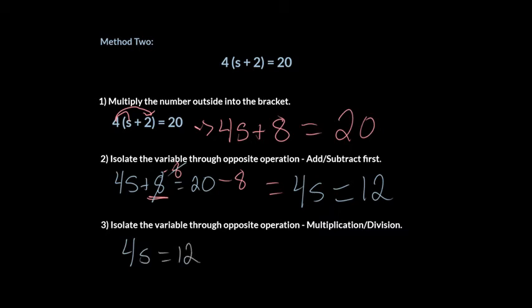Well, step 3 says isolate the variable through opposite operation like we know, but this time multiplication and division because it's being attached. So if we look at it, 4s is 4 multiplied by s, so the opposite of that would be dividing. So we'll divide by 4 here. What we do to one side, we always need to do to the other side, so we'll divide by 4 here. Well, 4 divided by 4, that cancels out just to give us s on its own.